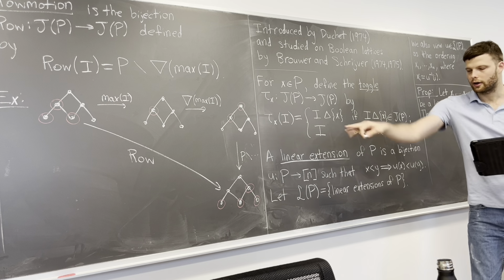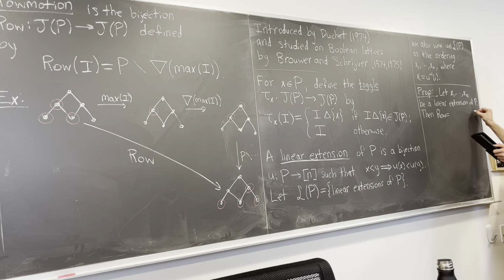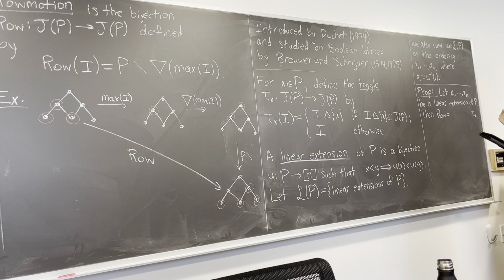Rowmotion, which I defined over there, is the same as what you get by doing, well, first you do the toggle tau sub x1. So you do this toggle thing at the first element in your linear extension. And then you do tau sub x2, and so on, until eventually you do tau sub xn.